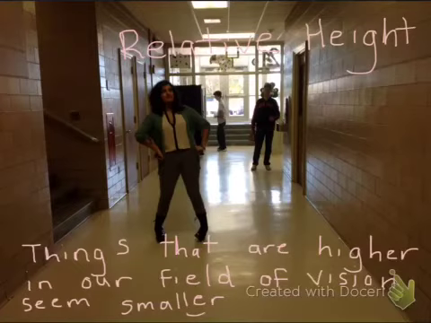Relative height states that objects that are higher in our visual field seem smaller. For example, in this photograph, Matt is higher in my field of vision than Delia, thus he seems smaller than she does.